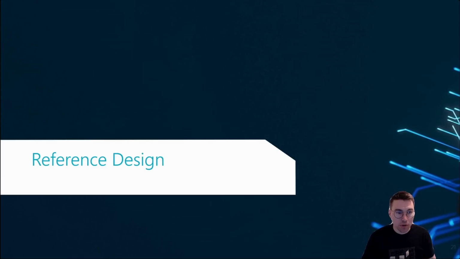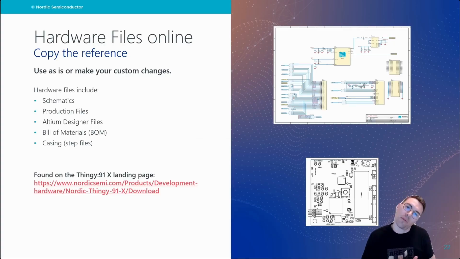And then over to the last part here, we provide everything online for free. So with regards to these hardware files, you can just copy and paste what we have done on the Thingy:91 X. And the hardware files include the schematics, production files, bill of materials, the casings, etc. And that's found on the Thingy:91 X landing page.